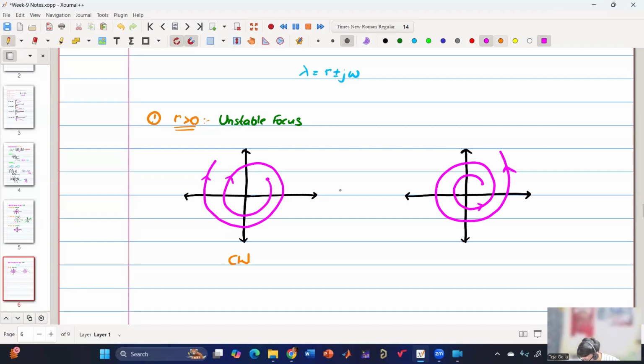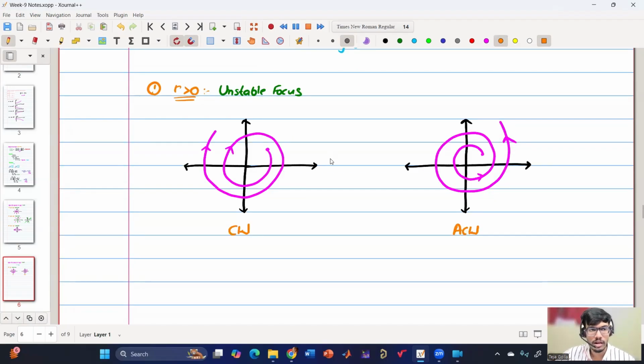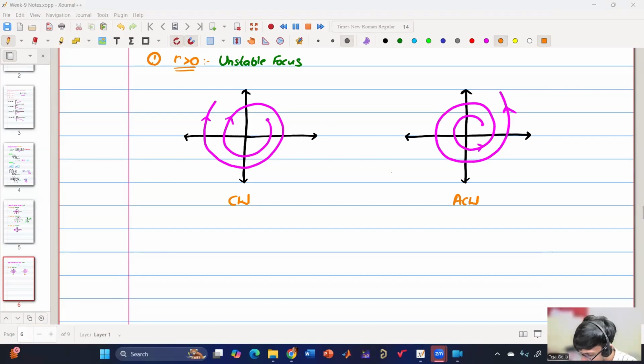How are we going to know whether it is clockwise or anti-clockwise? For that, I have considered one problem, and I will explain how to solve it by considering one numerical. But if it has an unstable focus, it will move away from the origin in a spiral way. Is this clear, Naveen? Yes. Now the next one we are going to take is a stable case.